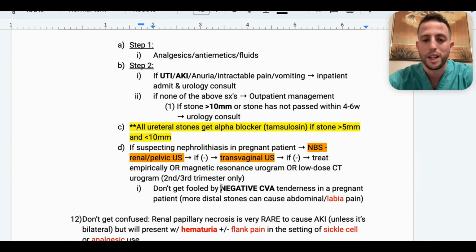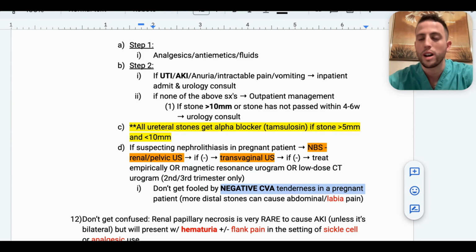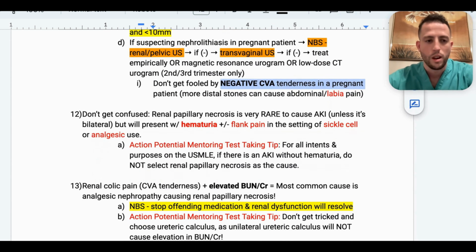Don't get fooled by a negative CVA tenderness in a pregnant patient. The more distal stones will cause more of abdominal or labial pain. All right, number 12. Don't get confused here. Renal papillary necrosis is very rare to cause AKI unless it's bilateral, but it will present with hematuria plus or minus flank pain in the setting of sickle cell or analgesic use.